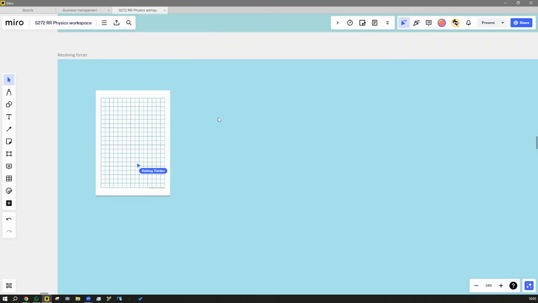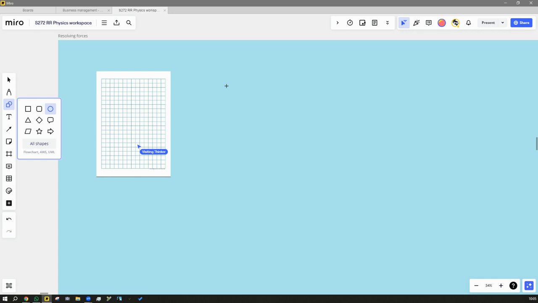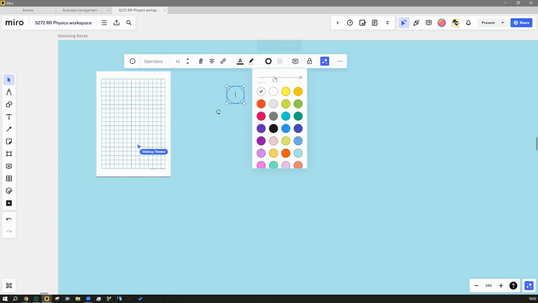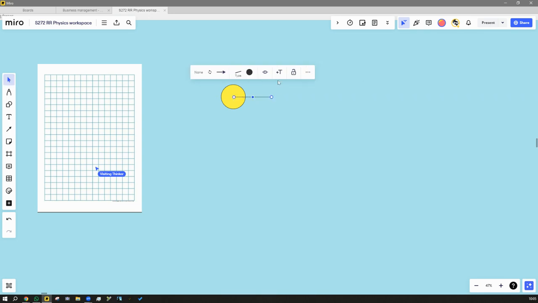Right, yeah, resolving forces. If you think about just going back to basics for a moment, you learn that if I apply one force towards the right of, say, 5 newtons on this object, and another force to the left of, say, 3 newtons, we know the resultant force on this object is 2 newtons to the right.